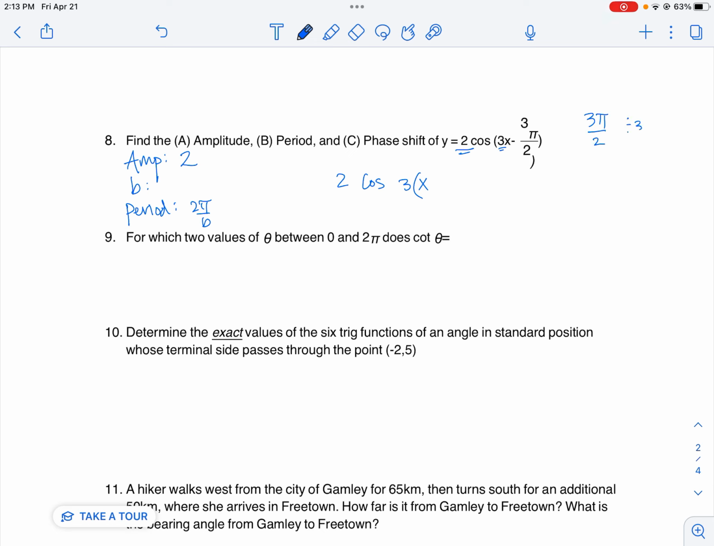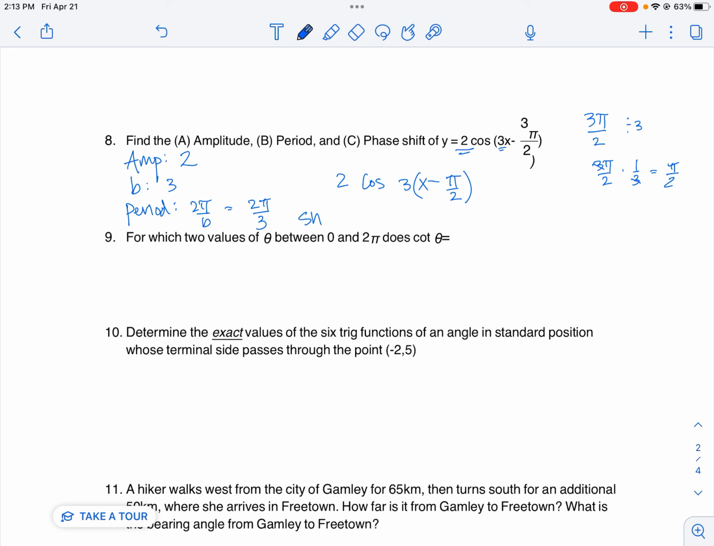So when I divide by 3, that's the same thing as multiplying by 1/3. So what I've got here is a phase shift of pi over 2. You probably were able to see that if you factor a 3 out of 3 pi over 2, you're just left with pi over 2, but I wanted you to see that process. So the b value is 3. The period is going to be 2 pi over 3.